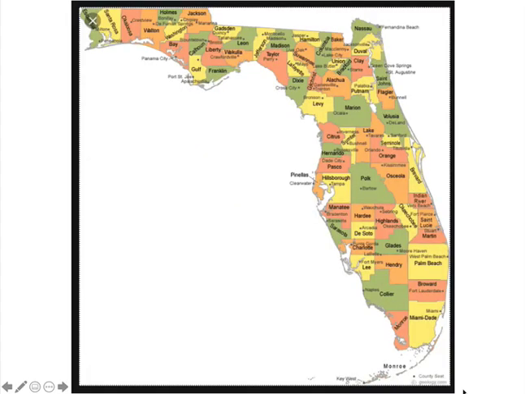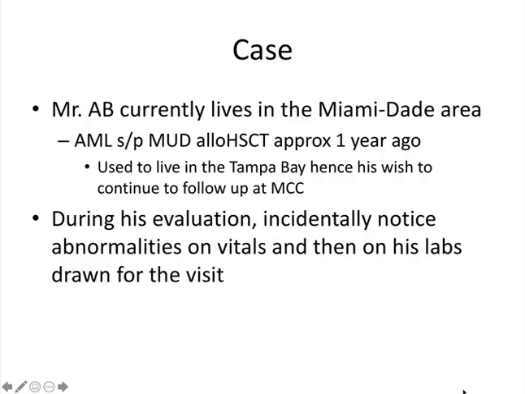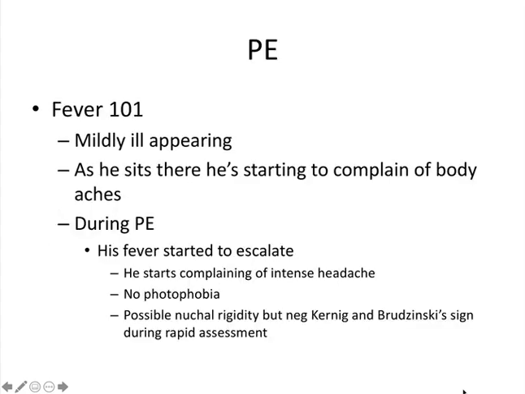Case number 2. Looking at the state of Florida, and then concentrating down on Miami-Dade in South Florida. So Mr. AB currently lives in the Miami-Dade area, had a transplant for acute myelogenous leukemia approximately a year ago, and used to live in the Tampa Bay area, so that's why he still follows up with us. During his evaluation, we incidentally noted some abnormalities in his vitals, and then his labs were drawn for the visit.